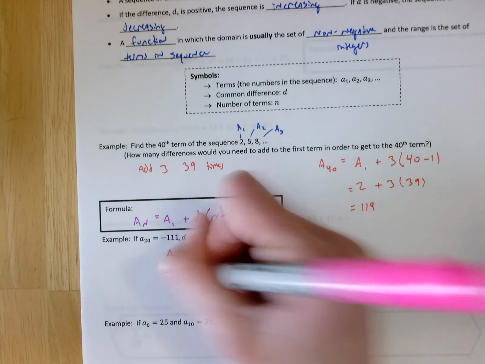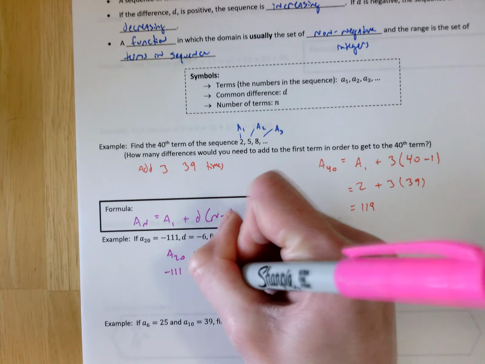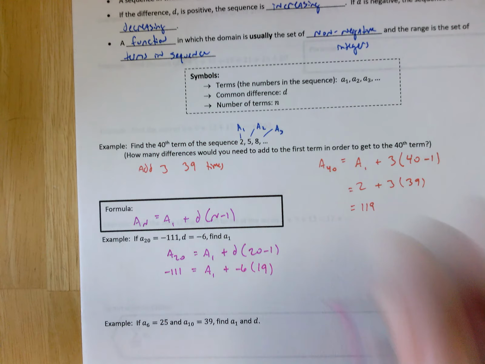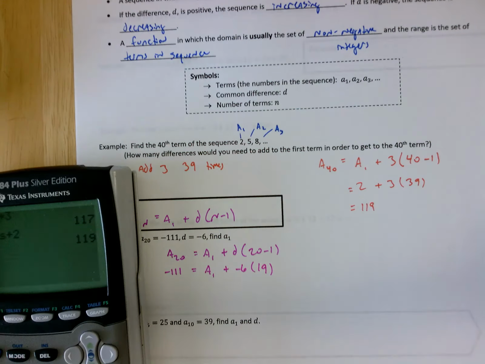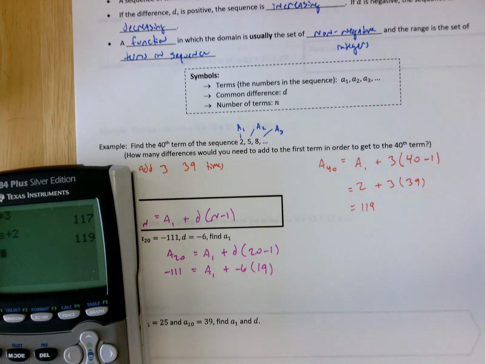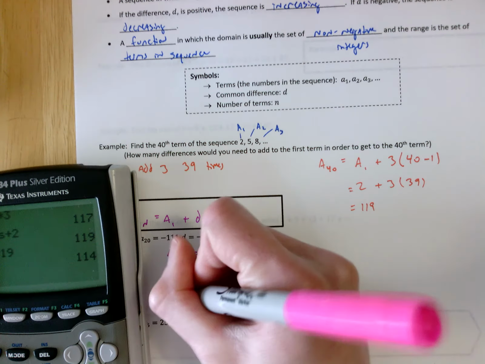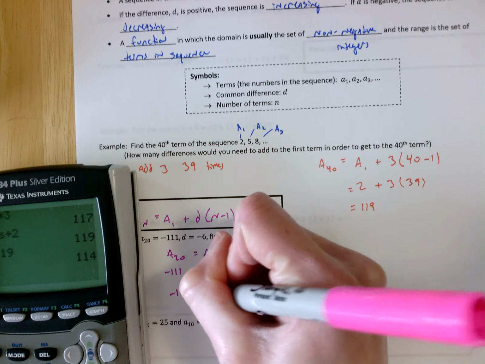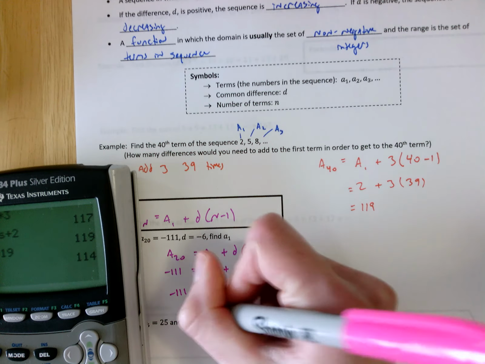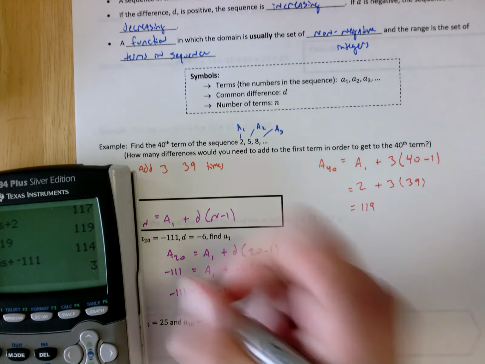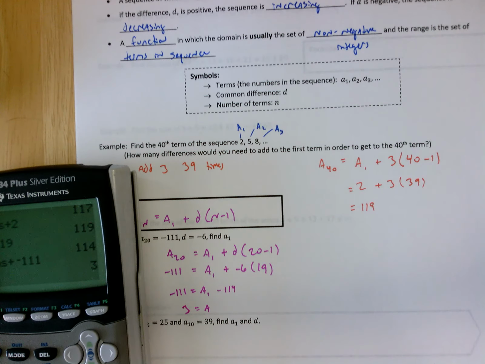Then I can just plug in the numbers that I know. I know this guy's negative 111. I don't know what A1 is. That's what I'm looking for. But I do know that d is negative 6. And then from here, we've got a pretty easy solve. So I'm doing 6 times 19. Sorry, I keep screwing up these numbers. Okay, so this is going to be a negative 114. And then when I add that to both sides, 3. So my initial term, my A sub 1, is 3.